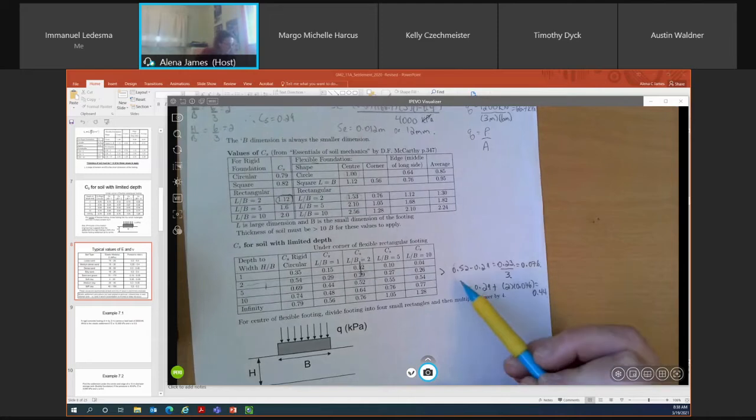I've shown the process here on how you would do the linear interpolation, so take some time to review that. But by doing the linear interpolation, you do get a CS value of 0.44 for an H over B value of 4. That being said, if I was to give you a question like this on the test, I'm not going to be asking you to do any interpolation. This is just sort of the hardest problem that I could ask you.